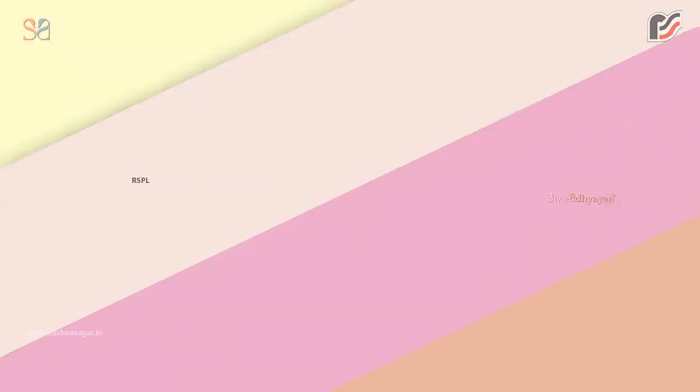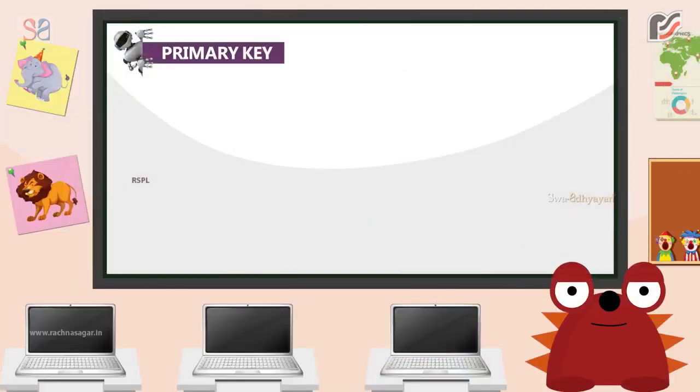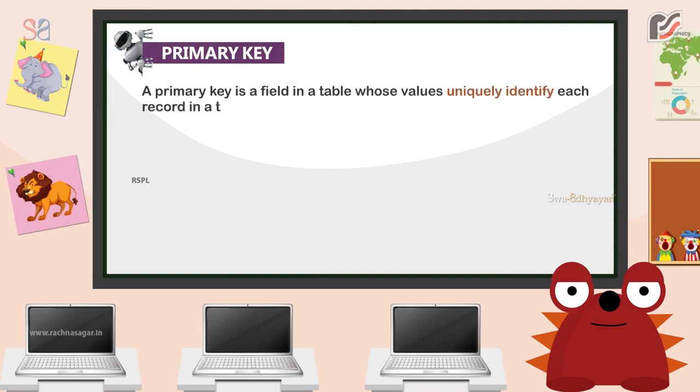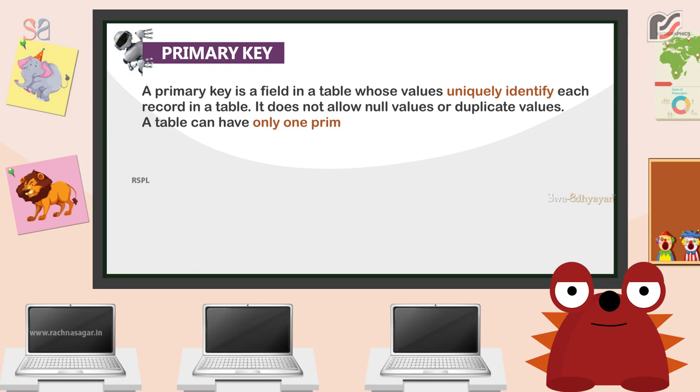Let's start talking about the primary key. A primary key is a field in a table whose value uniquely identifies each record in a table. It does not allow null values or duplicate values. A table can have only one primary key.